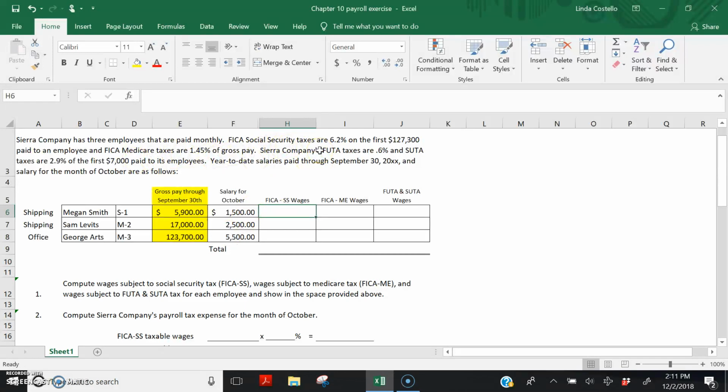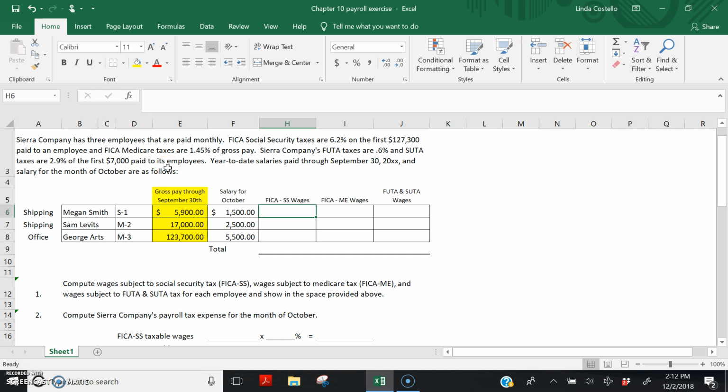In this problem, the FICA Social Security taxes are 6.2% on the first $127,300 of wages paid to its employees during the calendar year. FICA Medicare taxes are 1.45% on all gross wages. FUTA taxes are 0.6%, and SUTA taxes are 2.9% on the first $7,000 paid to each employee during the calendar year.